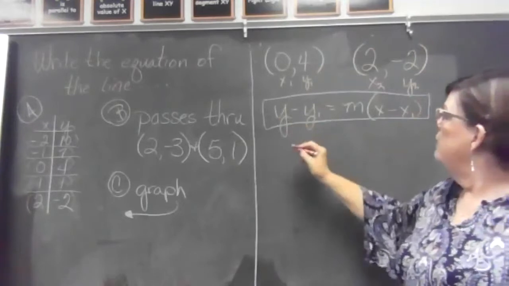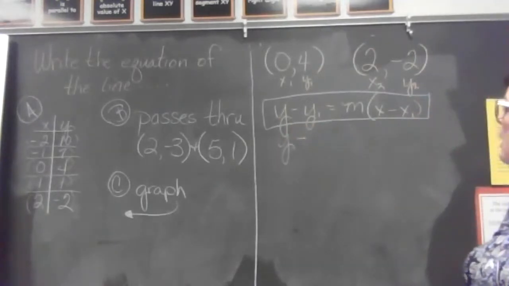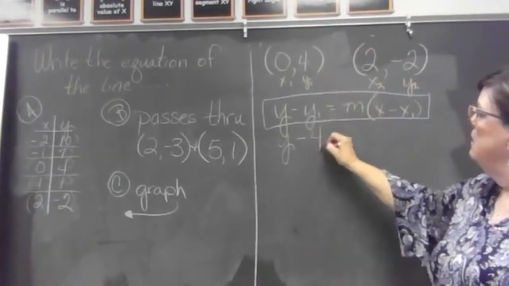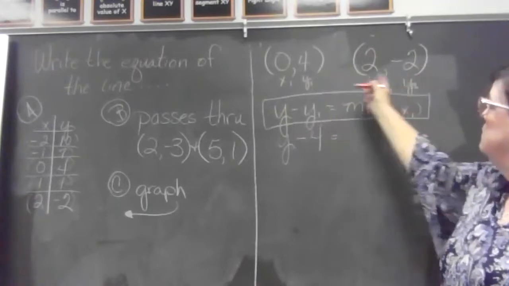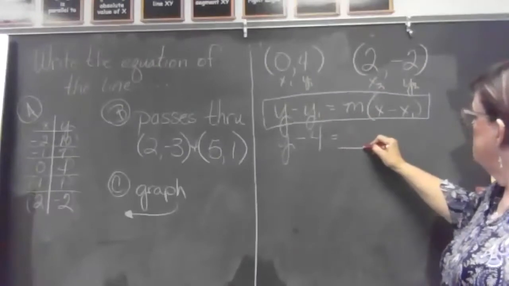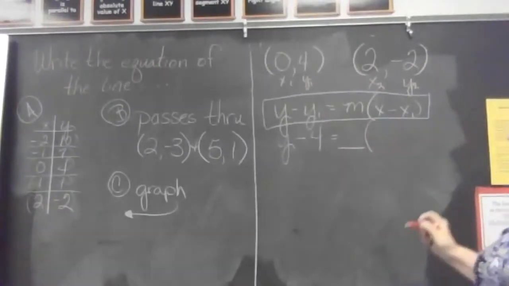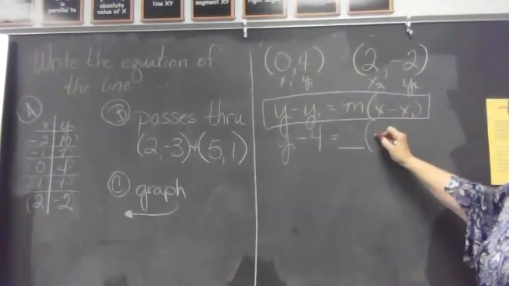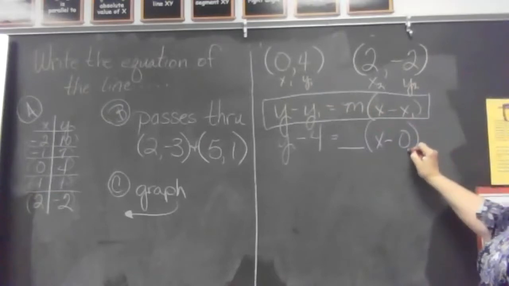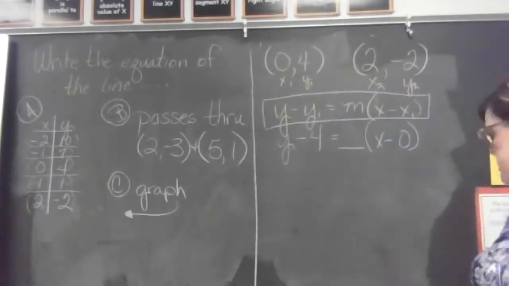We know that the y without a number is simply a letter, minus. Let's find y1 right here, so it's 4, equals. We need to find the slope. We don't have a slope. We're going to have to find it. I'm going to go ahead and write everything else down so we have it. So the x stays a letter, minus x1, which is 0. Now, we know that we don't have the slope yet.